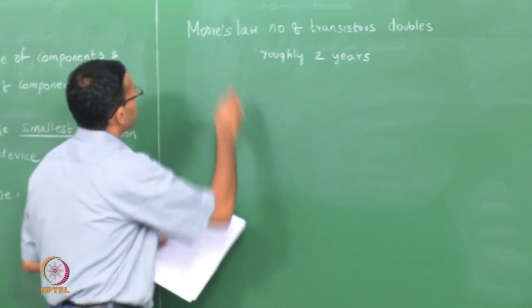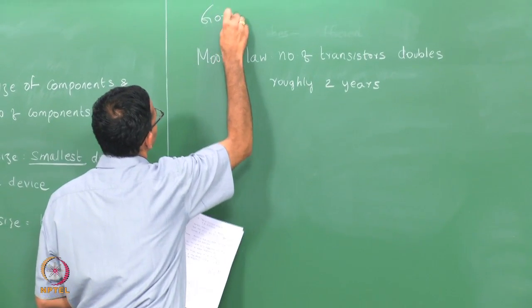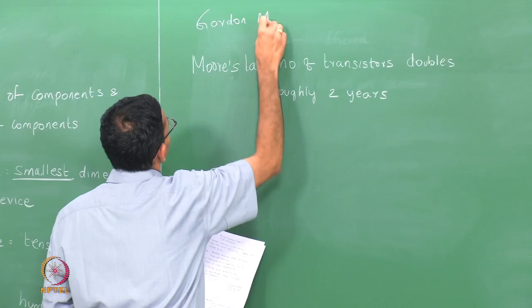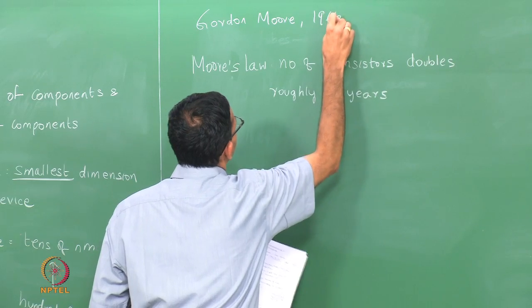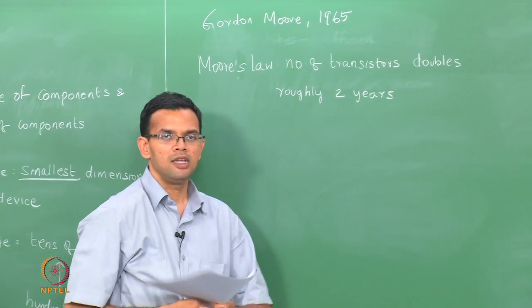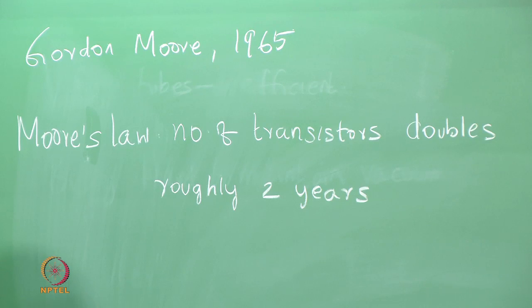So, this was proposed by Gordon Moore in 1965, when the IC industry was just starting up. And remarkably, Moore's law has held for the past 50 years.